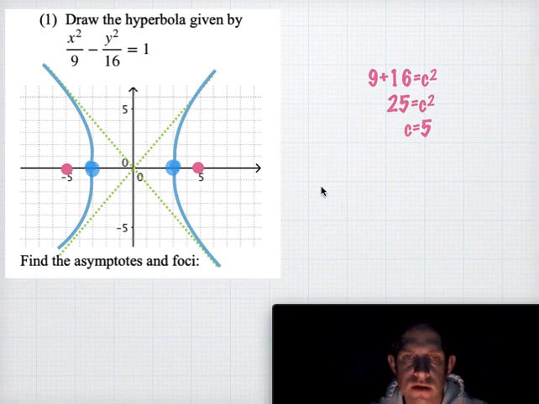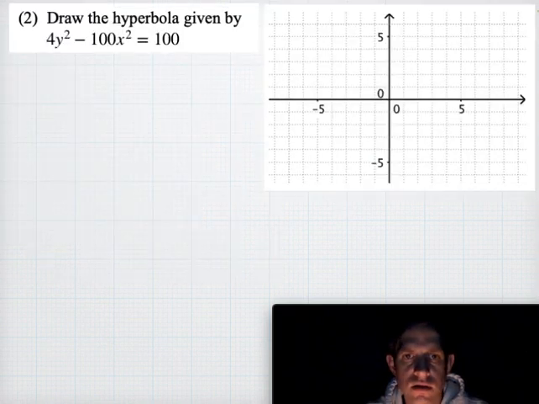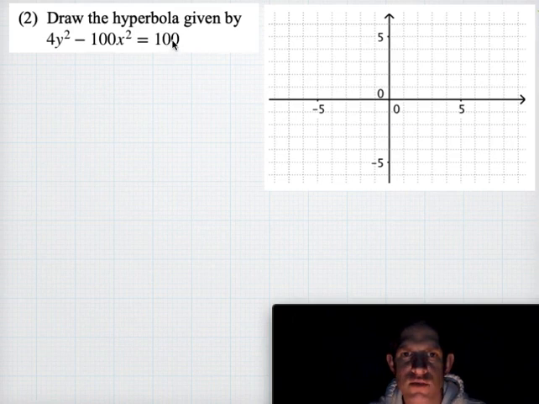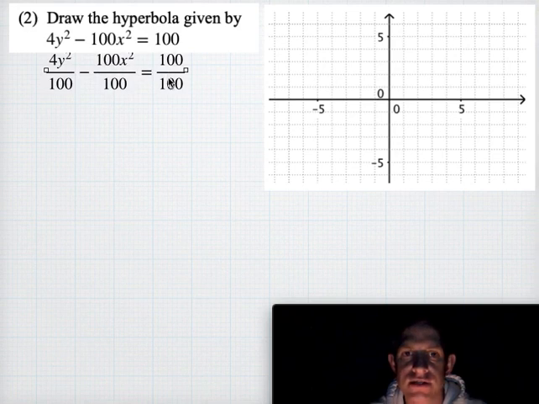So, one more example. In this case, the equation doesn't quite look right because it's not something squared minus something squared equals 1. It's got this 100 in here. And so what we need to do is to divide everything by 100. Scale that back down so that it is a 1.